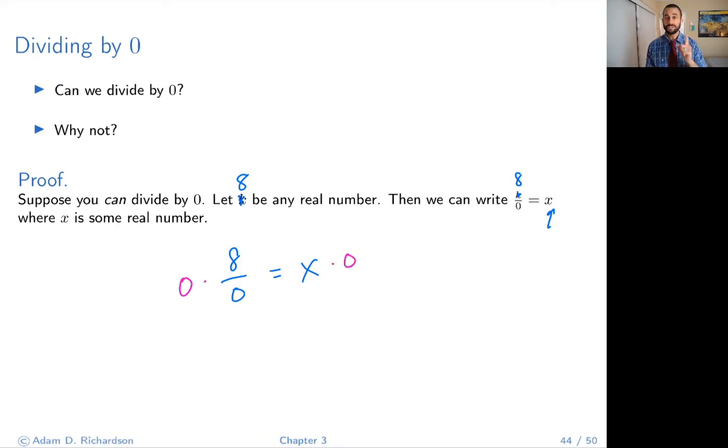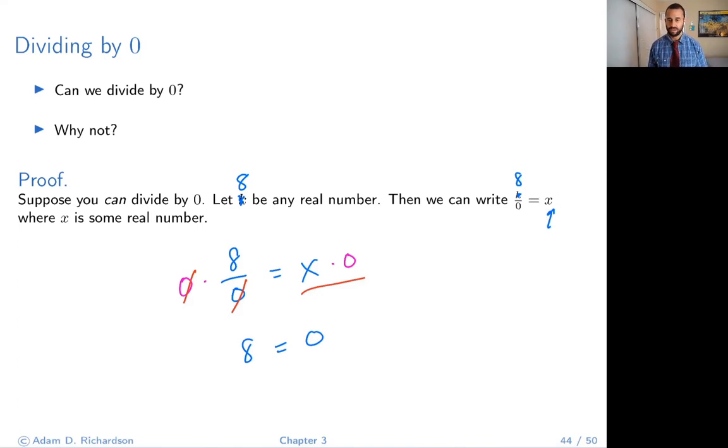I also know for a fact that anything divided by itself is equal to 1. So I can go ahead and cancel these zeros right here. I also know for a fact that anything times 0 is 0 itself. So what I've now shown is the remarkable fact that 8 is equal to 0. Yay, isn't that just lovely?